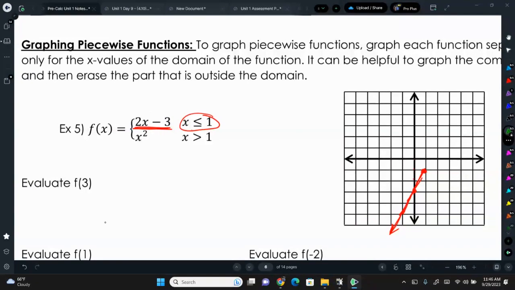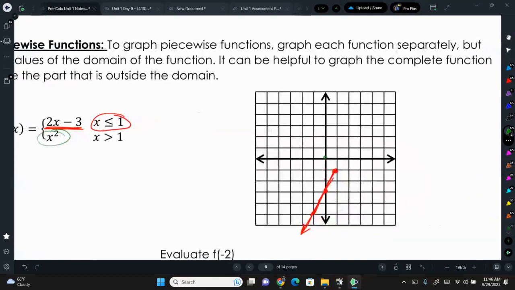Now, the second one, my quadratic, that's x squared. We know that x squared starts here and will look like this. But again, we only want x values greater than 1. So from here, I need to erase everything that's less than that. And because it is greater than and not greater than or equal to, we would have an open circle there. And this is what our piecewise graph would look like.